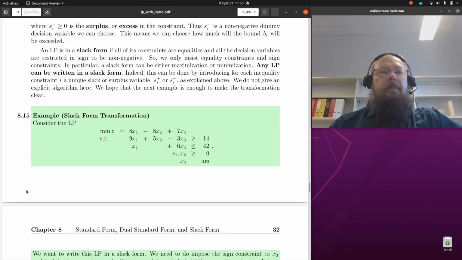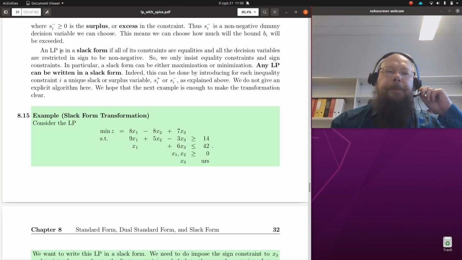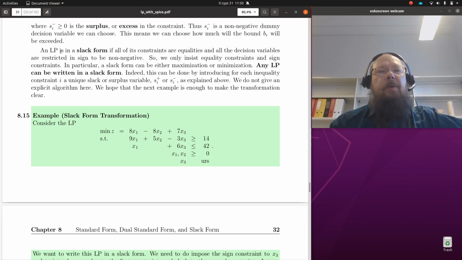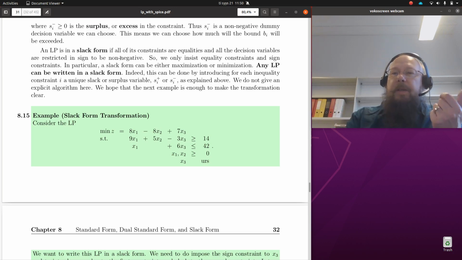A small comment here. Maybe I should have emphasized this as a remark, but let's have it like this. There's no reason to emphasize this more. So in the slack form, all the constraints are equalities, and all the decision variables are restricted in sign to be non-negative. This is what we insist on in the slack form, but not more.